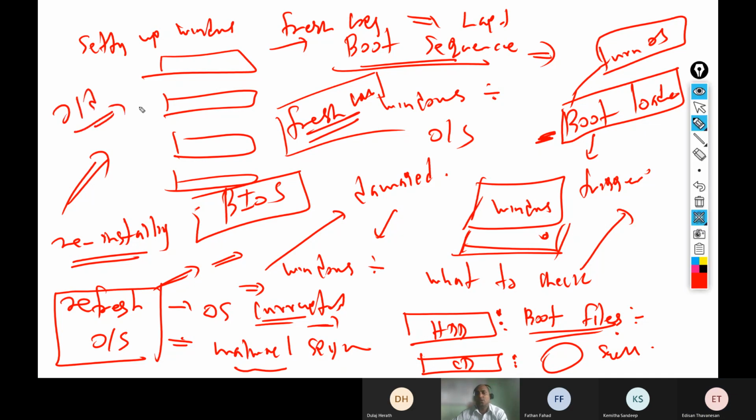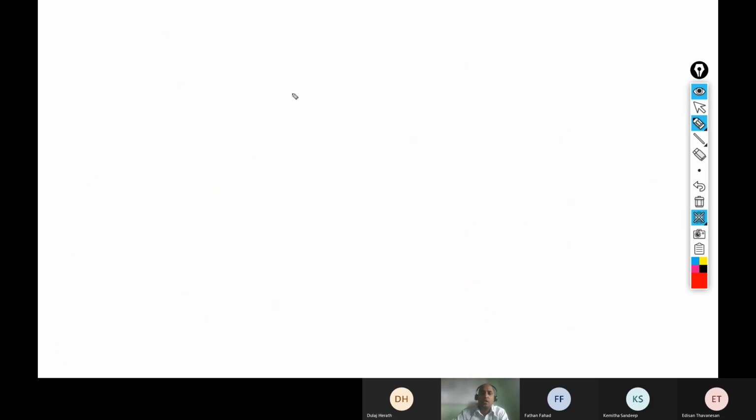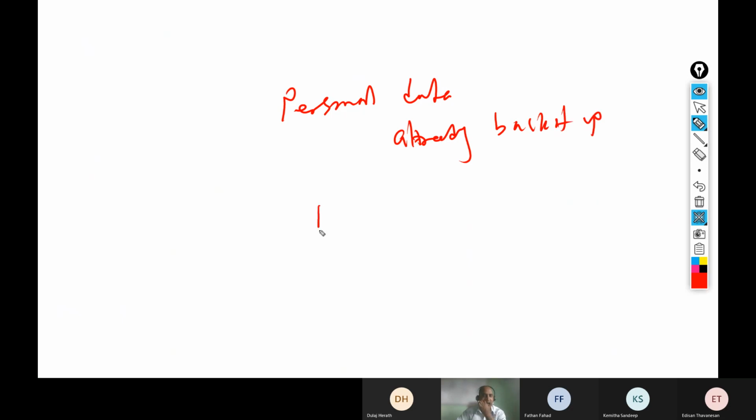So remember, when you refresh the OS, you have to make sure that your personal data is already backed up. Otherwise, that also will be gone. Good question. You have to back it up to an external hard disk, the secondary storage location where we can keep our secondary data.